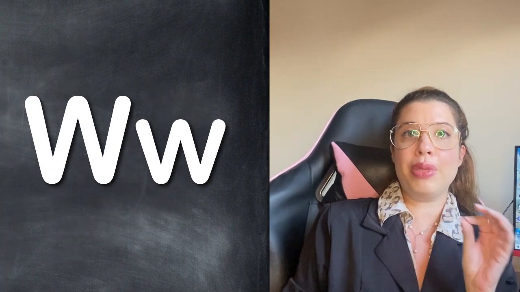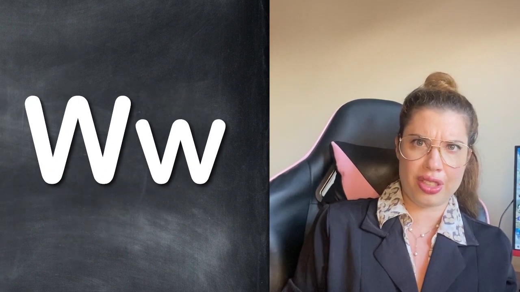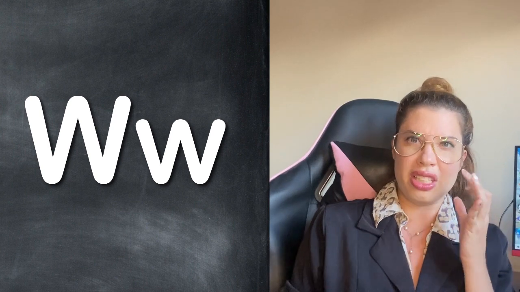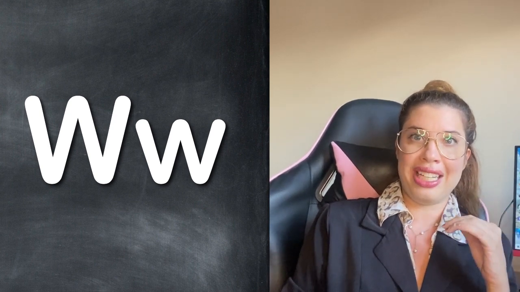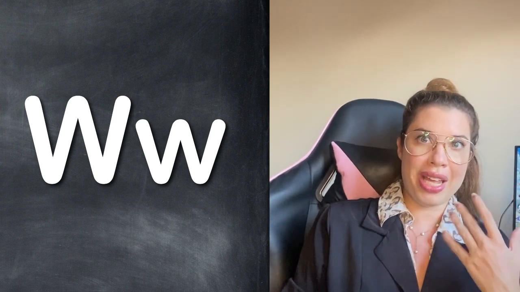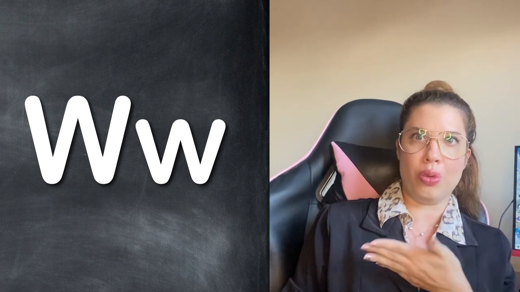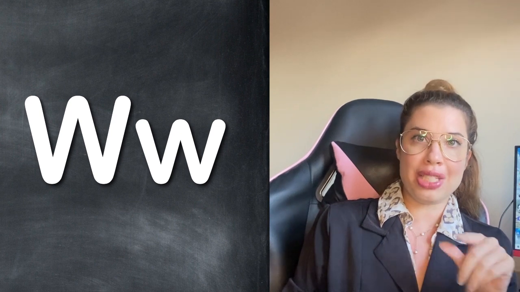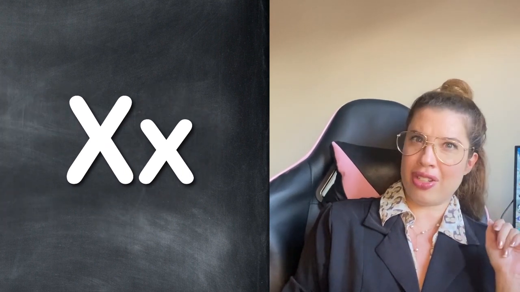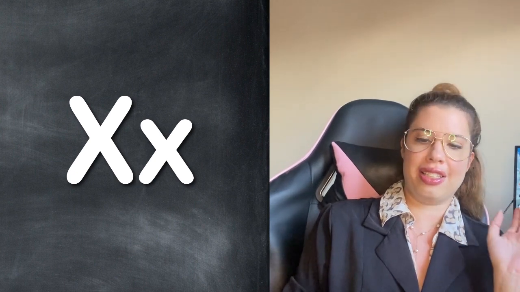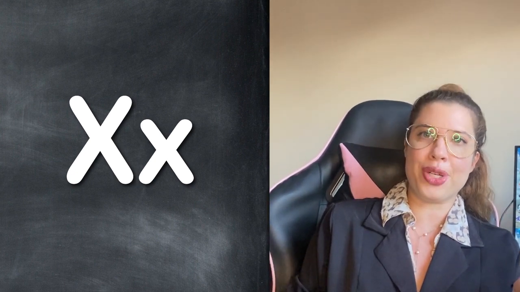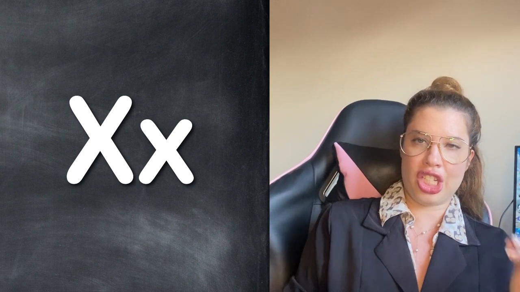And then we have W. It's almost like English, but instead of saying it that way, we have the open A sound, W. Then we have X, which is cheese. You know when you take a picture and somebody says, "say cheese"? This is the letter X in Portuguese, cheese.